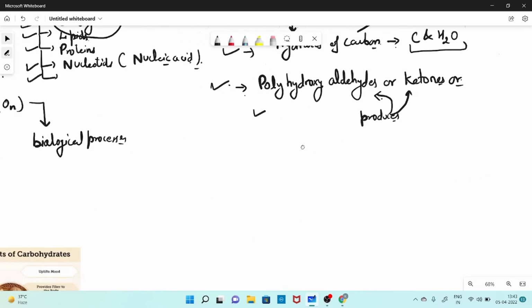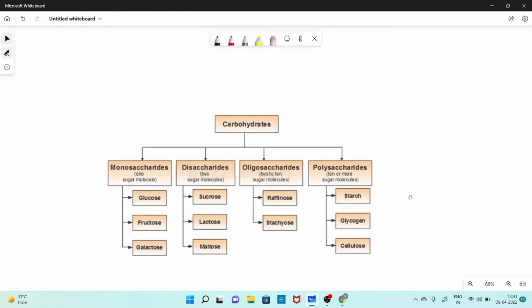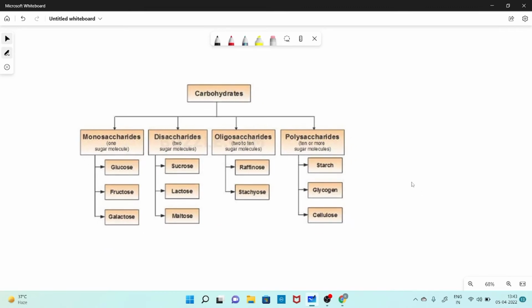How will you classify the carbohydrates? Carbohydrates are classified into different categories. The famous ones are monosaccharides, disaccharides, oligosaccharides and polysaccharides. As you can see from the names, monosaccharide means one sugar molecule is present in the structure. A disaccharide has two sugar molecules. In an oligosaccharide, 2 to 10 sugar molecules join together and form a chain.